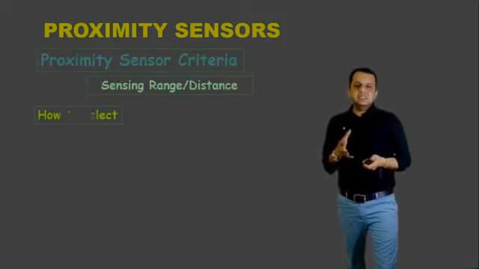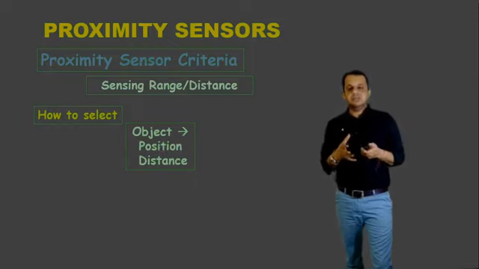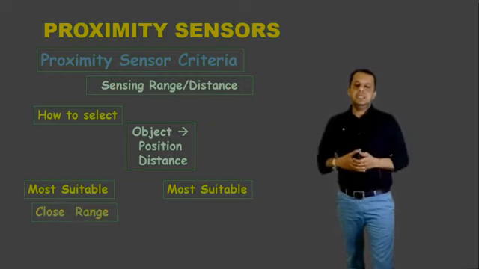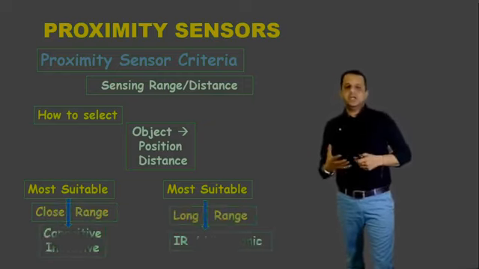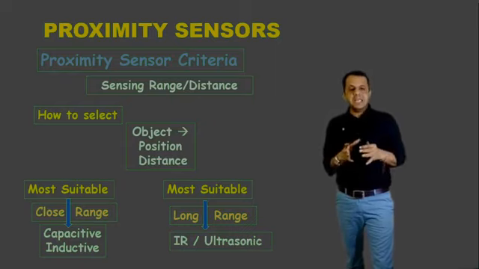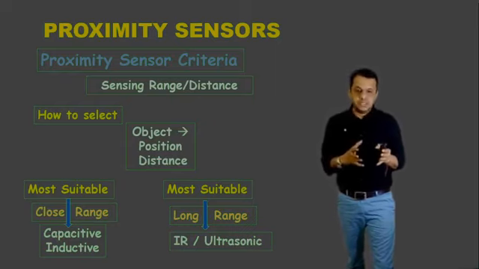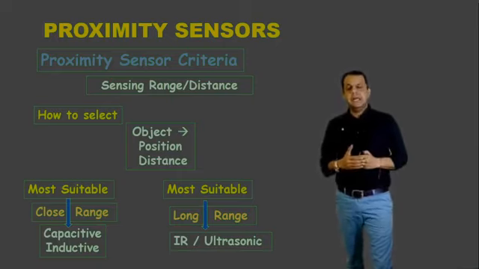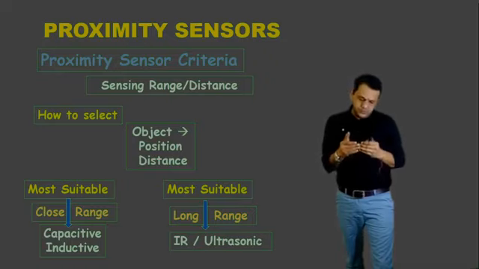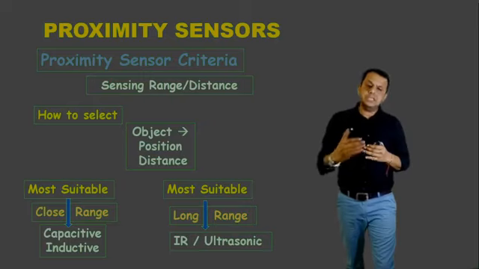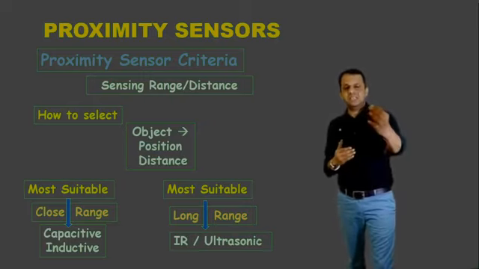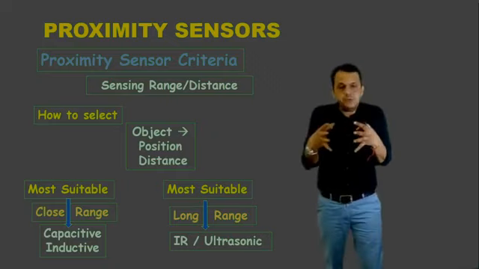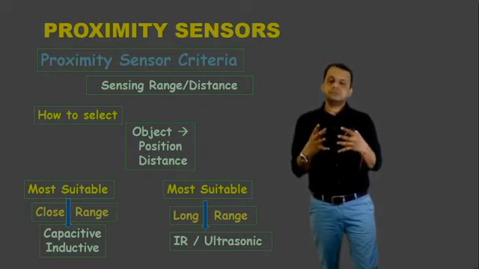Another criterion is the sensing range or distance, like object position and how far the object is. For close range and long range, IR and ultrasonic are useful for the long range. But IR you can calibrate while using it, and it may be from a few millimeters to some centimeters. Ultrasonic goes for some 5, 6, 7 meters also. Capacitive and inductive are suitable for very close range sensing.